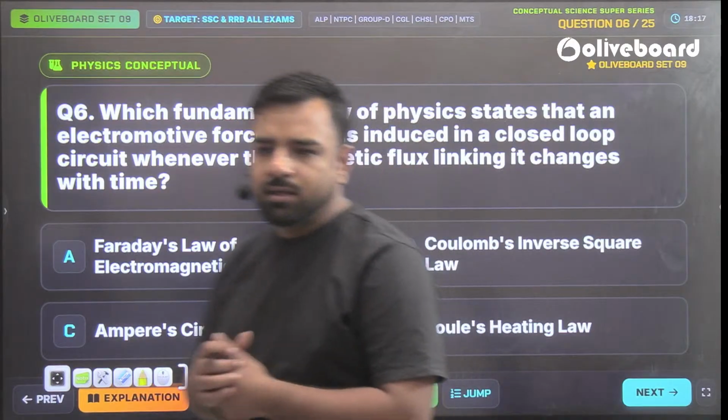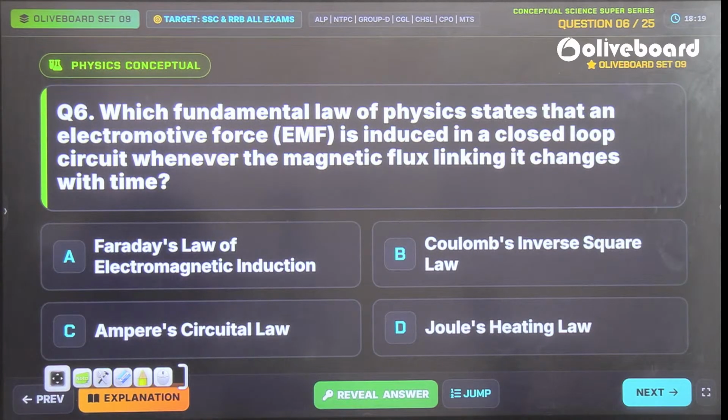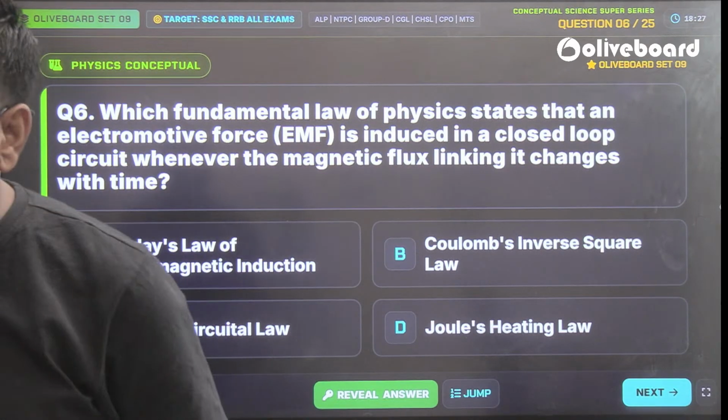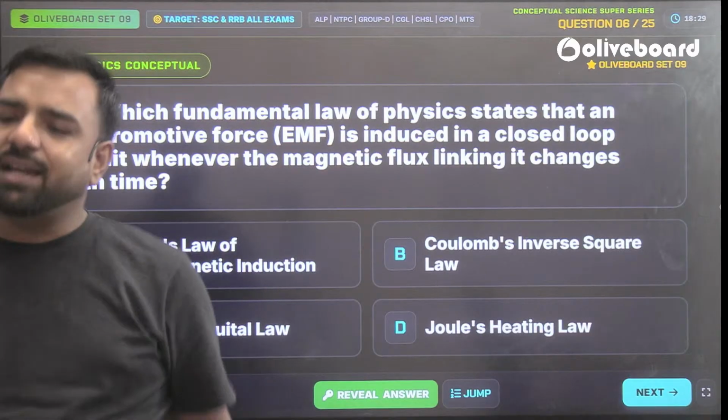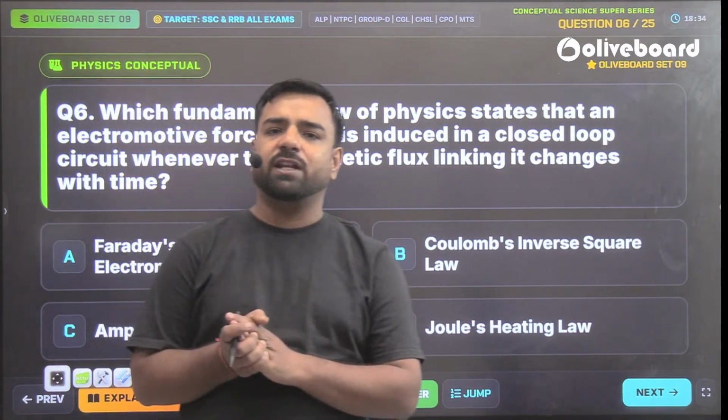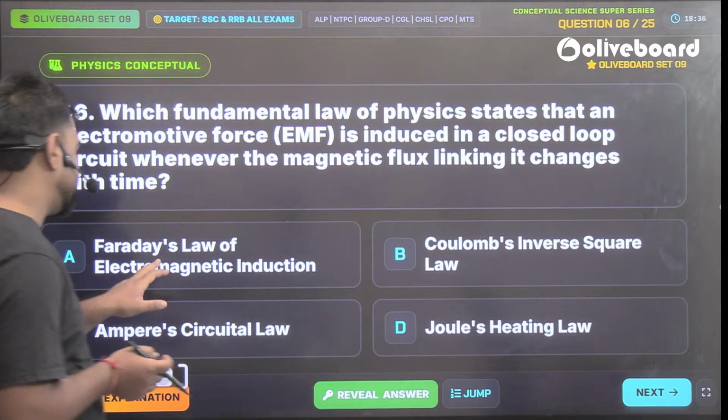Let me check. Harry is the first one to answer this. Then we have Utkarsh who is going with option A. Harry is also going with option A. Fine. Ashish, I guess you can easily answer this. So the correct answer is option A only, and that is Faraday's law of electromagnetic induction. So yes guys, option A is the correct answer.